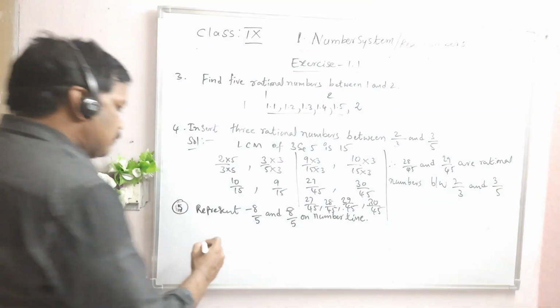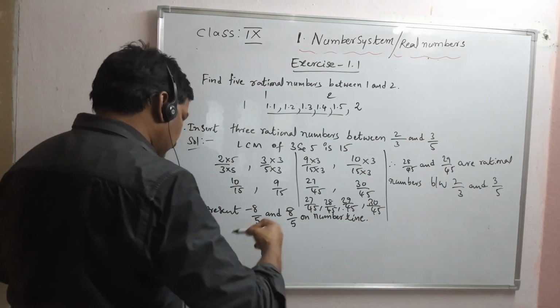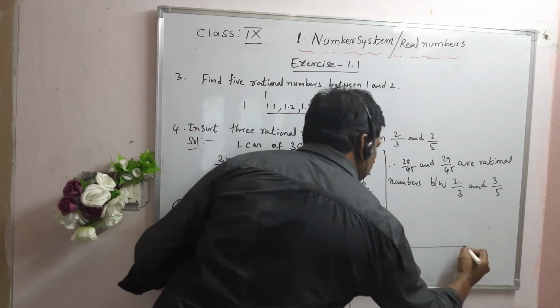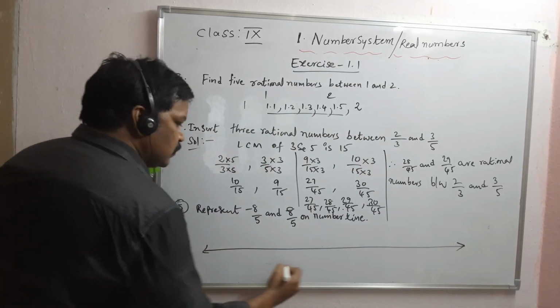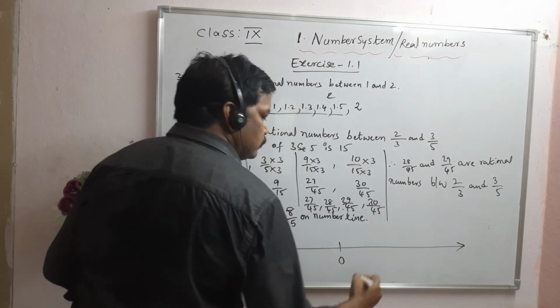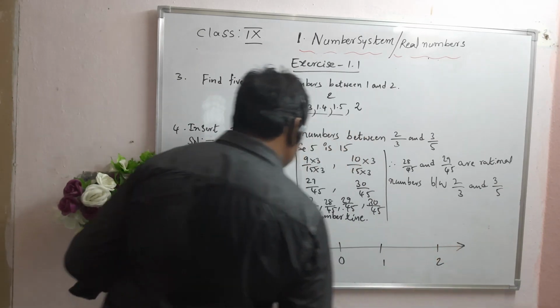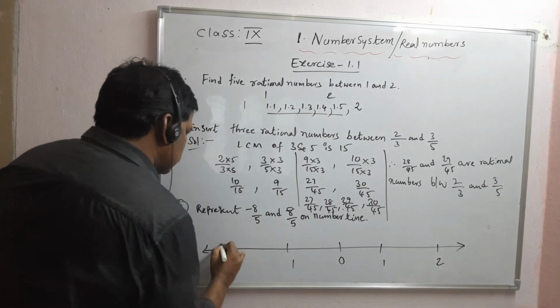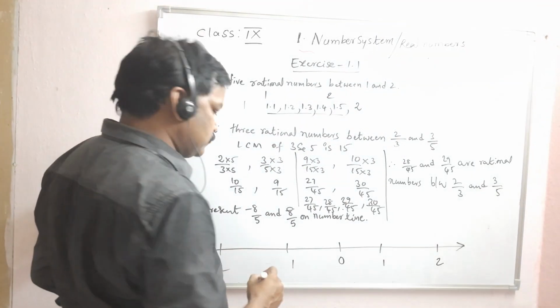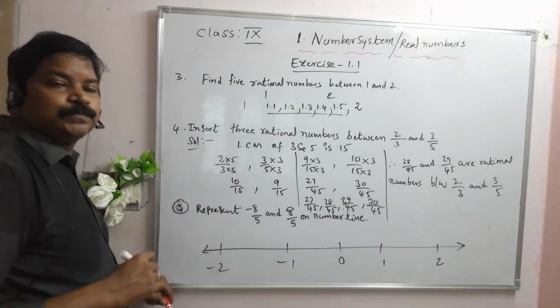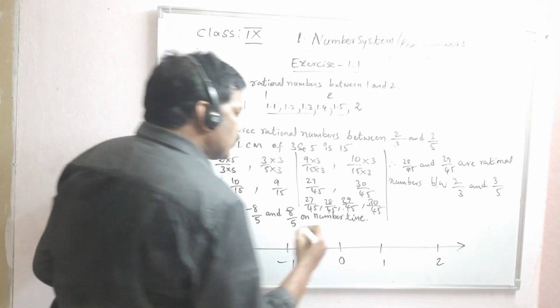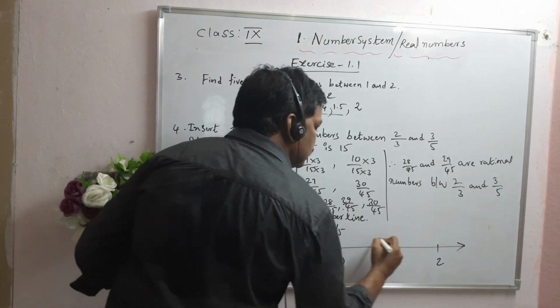See, I will draw a number line here. This is the horizontal line. 0. This is plus 1, plus 2. Sorry, minus 1, minus 2. Here, this 0 can be written as 0 by 5.